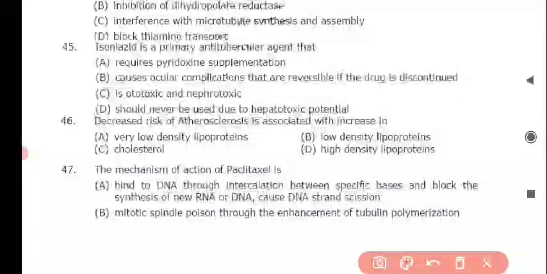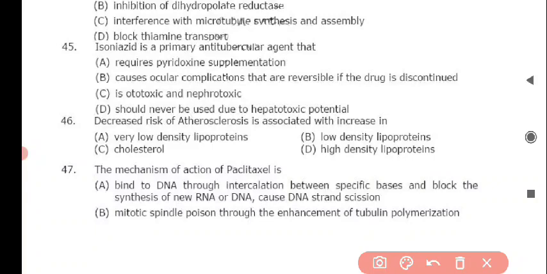Next question is, isoniazid is a primary anti-tubercular agent that requires pyridoxine supplementation. Option A is correct for this question. Next question is, decreased risk of atherosclerosis is associated with increase in, and the correct answer is option D, high density lipoproteins.